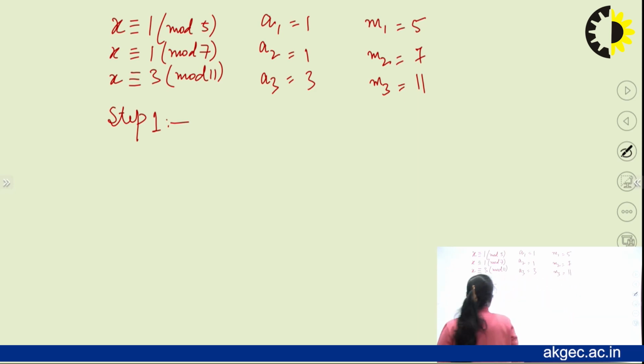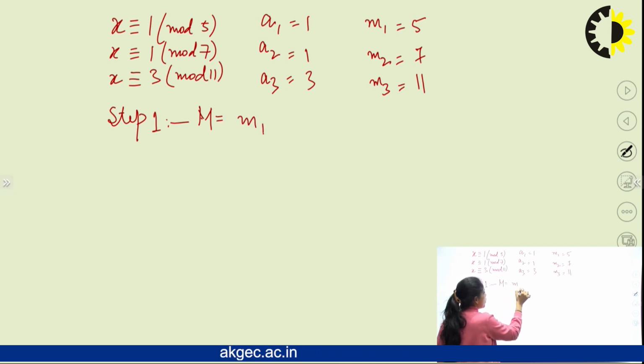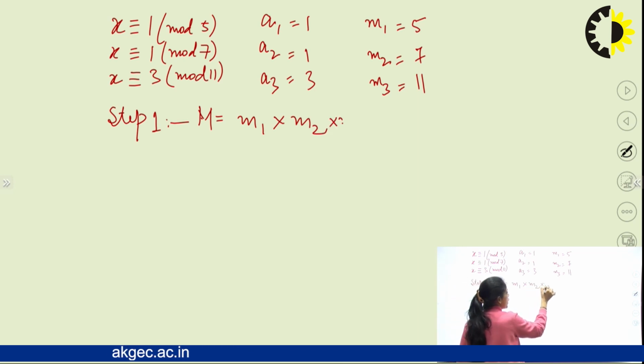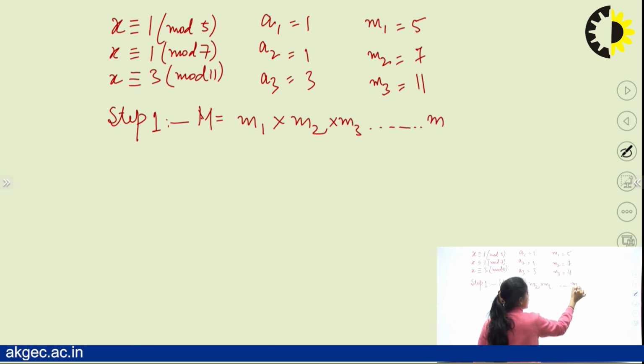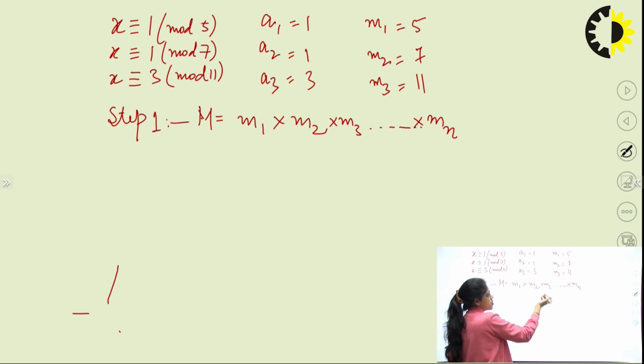In step 1, we have to calculate the value of capital M, which is equivalent to m1 into m2 into m3, and so on till mn. In this particular question we have 3 equations, but the number of equations may vary. So accordingly, we calculate capital M by multiplying the values of all the given small m. Here we have 3 m's, so we will calculate capital M by multiplying small m1, small m2 and small m3.